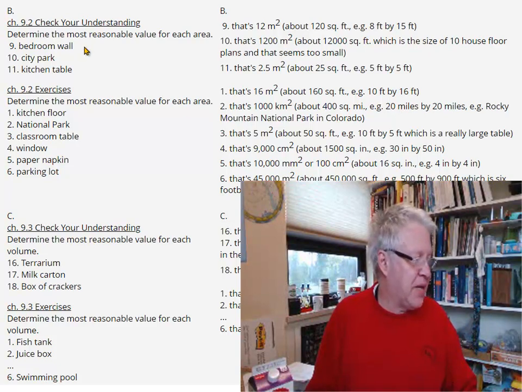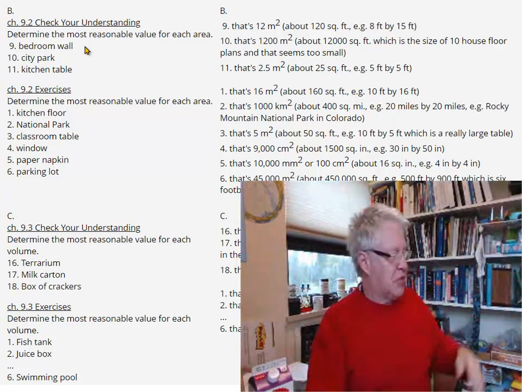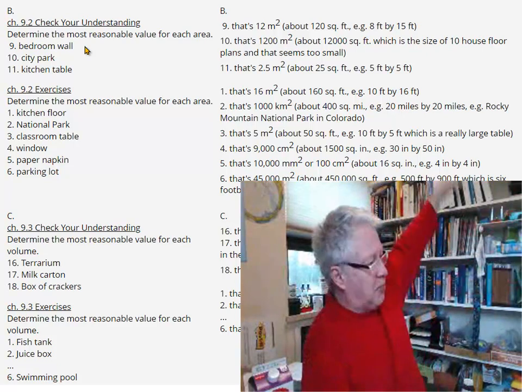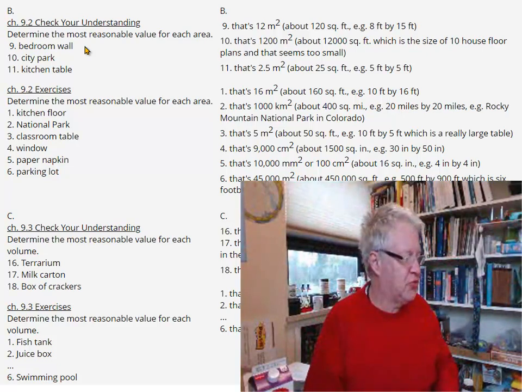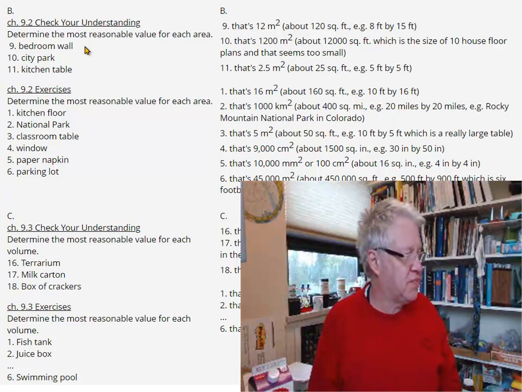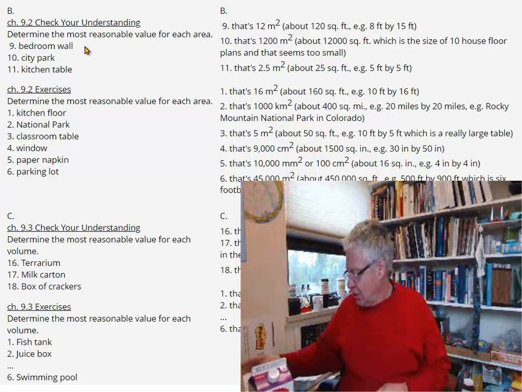So bedroom wall, or any wall behind me, this is my office wall here, it looks like maybe 15 feet across, 8 feet up. That's how I came up with those two numbers, 120 square feet. Divide by 10, 12 square meters. So that's the correct answer, respectively. I did it actually in reverse, so it's 12 square meters. Multiply by 10, that conversion factor that we had earlier.